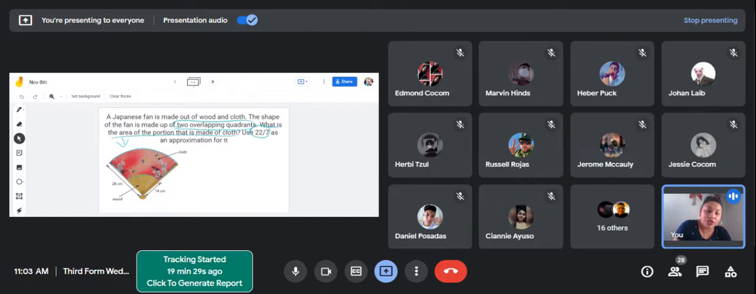And then once I know the area of the entire fan and the area of the little wooden piece, I can subtract them, and that is going to leave the area of the cloth part. Everybody understood that? Yes, miss. Okay, so first of all, I need to find two areas, of the wooden part and of the entire fan. So I need to find two areas. What is the formula for area of a sector?